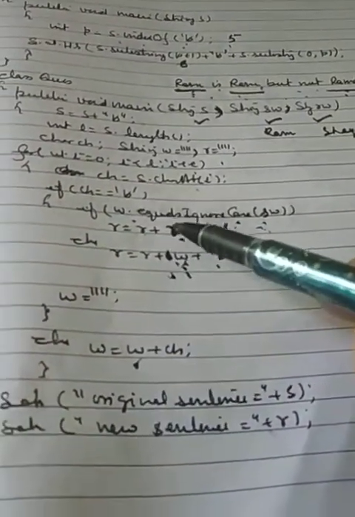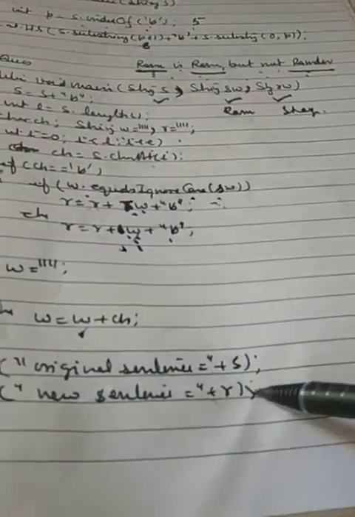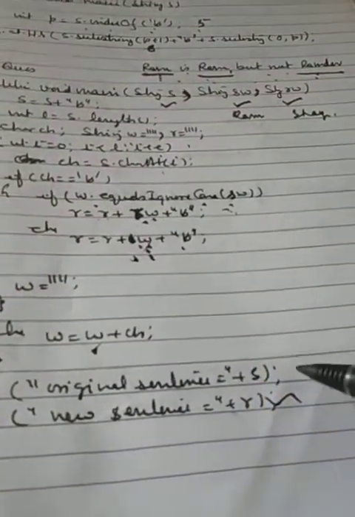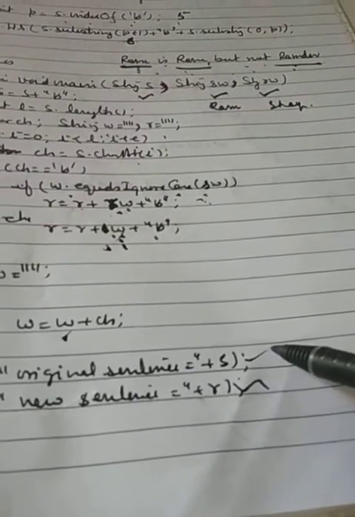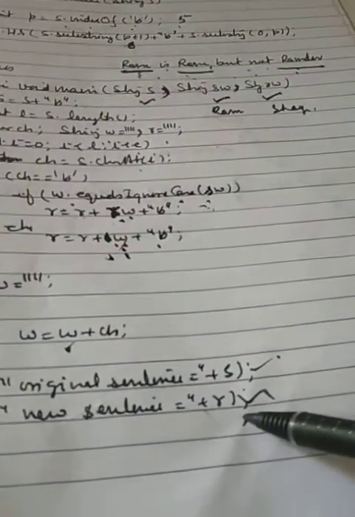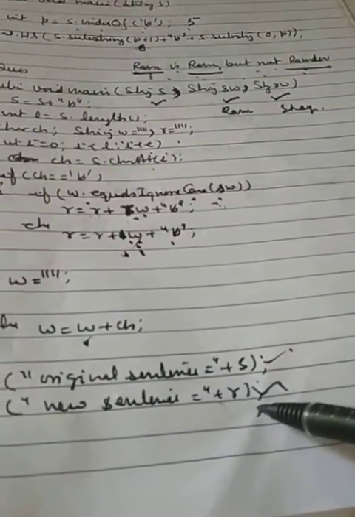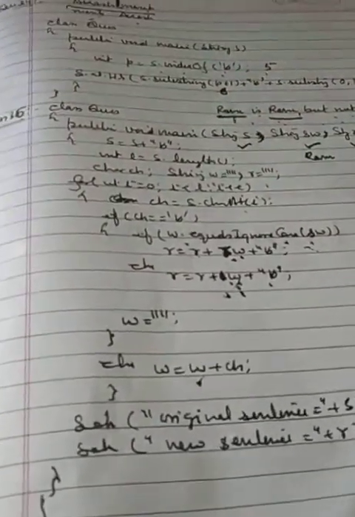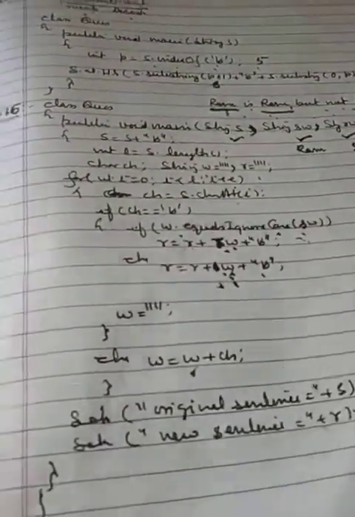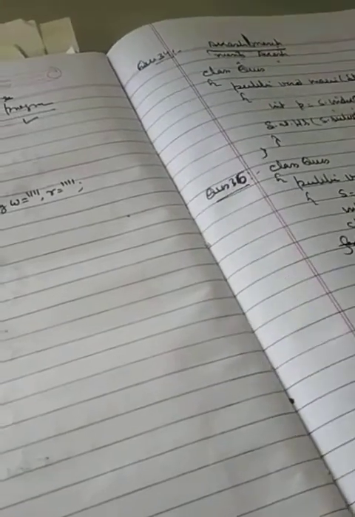So what is going to happen? In the end, when you print R, R will contain "Shyam is Shyam but not Ramdev". So this is another very important question where you are replacing a word with another word.